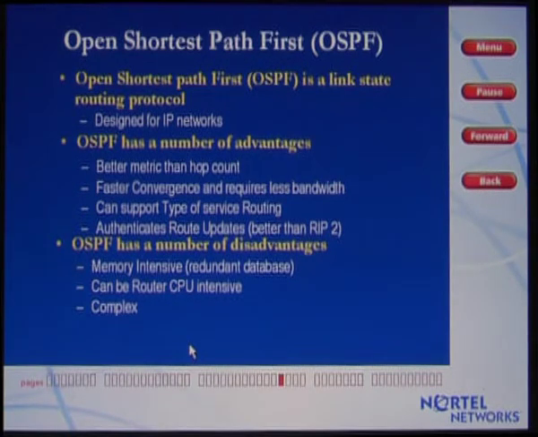OSPF does have some disadvantages. The protocol is more complex than RIP. As networks grow large, the link state database can become huge. This has two negative effects. First, it consumes more and more memory space. Second, it makes the process of generating a routing table more processor intensive.